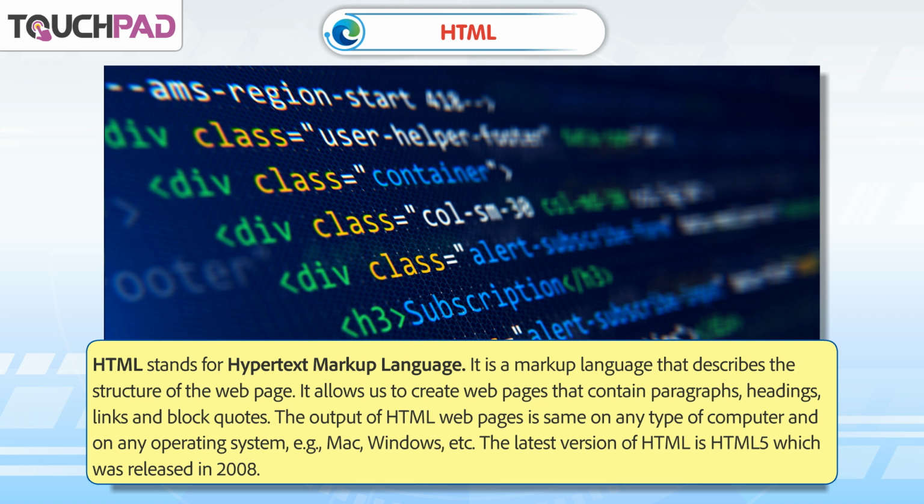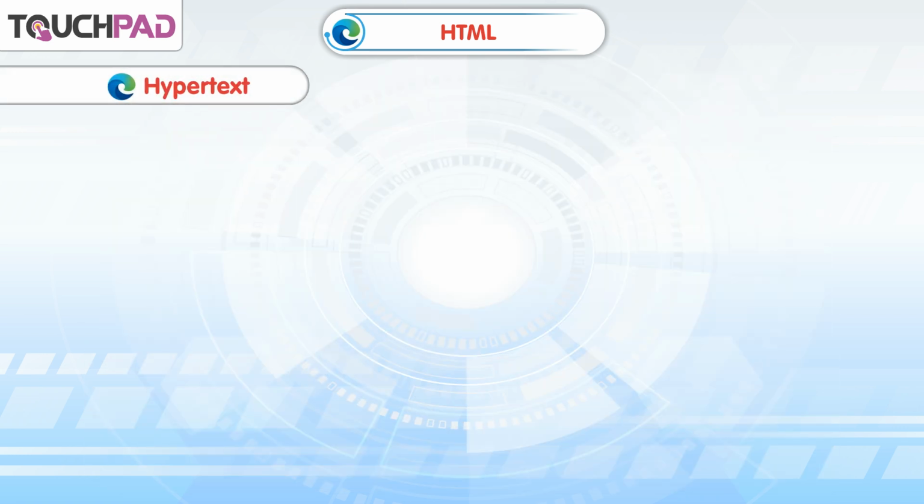The output of HTML web pages is the same on any type of computer and on any operating system, for example Mac, Windows, etc. The latest version of HTML is HTML5, which was released in 2008.